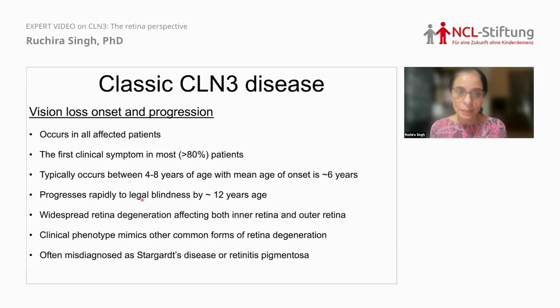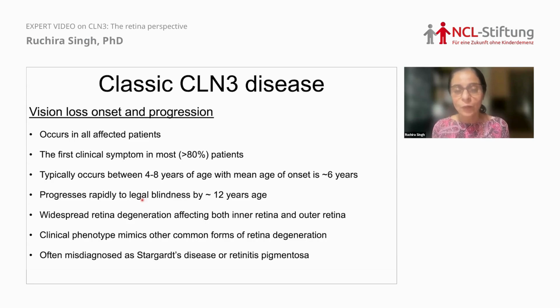In classic CLN3 disease, all patients affected by the disease have vision loss. So it occurs in everybody. It is the hallmark of the disease and the first clinical symptom in most patients, over 80% of them. It typically starts between 4 to 8 years of age. It can happen earlier, it can happen later, but the mean age of onset is around 6 years. And it very quickly progresses.